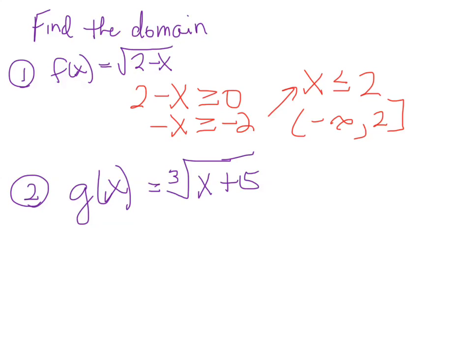Now, number 2, we have an odd root. So it doesn't really matter what's inside the odd root, whether that was x plus 15 or x plus 5, because I can't read my own handwriting, because anything can go into an odd root and anything can come out. It'll always be a real number. So my domain is just all real numbers.